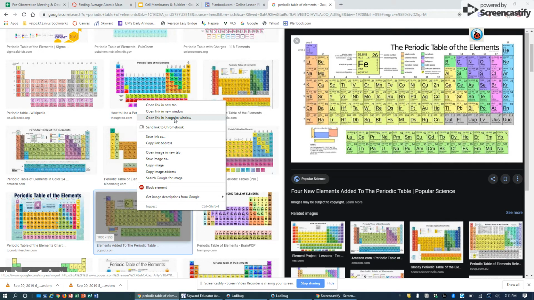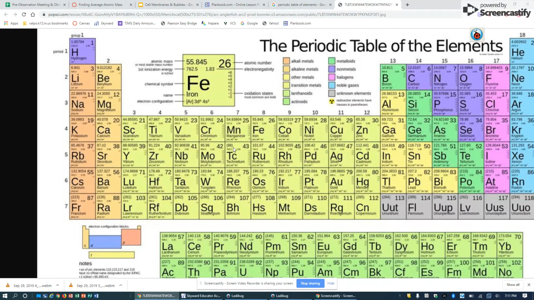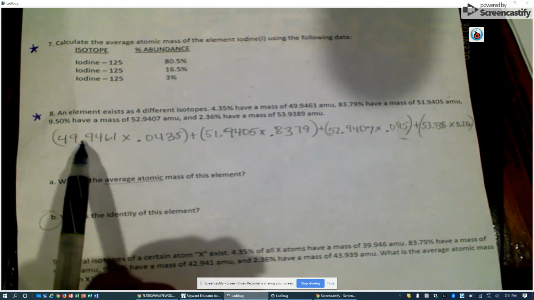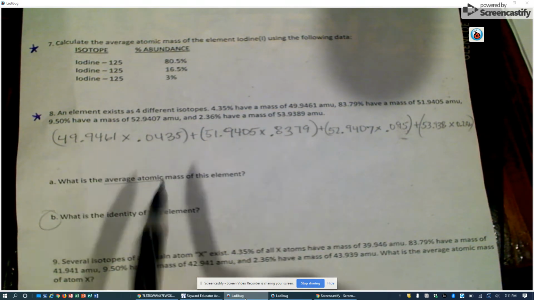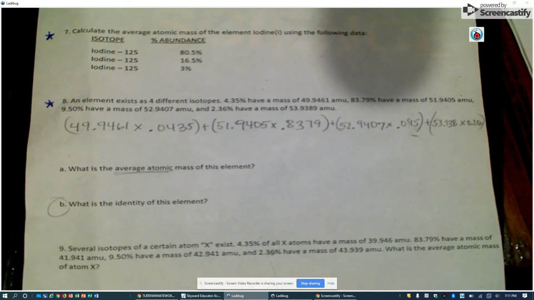Open image in a new tab, and let's look at these numbers. Okay, so the number that's right here, do you see all these right here? That is the atomic mass. So can you match the atomic mass that you just found, from multiplying these and then adding them together and finding the average atomic mass? Can you match that with what's on the periodic table?